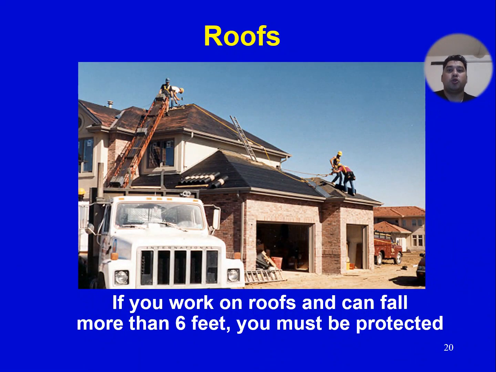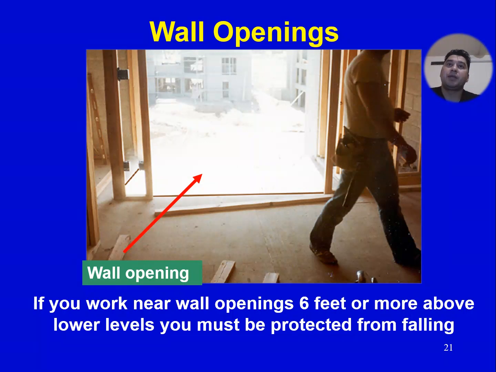Roofs. If you work on roofs where you can fall more than 6 feet, you must be protected. You can use lanyards here and a personal fall arrest system while you are working on roofs. Wall openings. If you work near a wall opening 6 feet or more above lower levels, you must be protected from falling also.